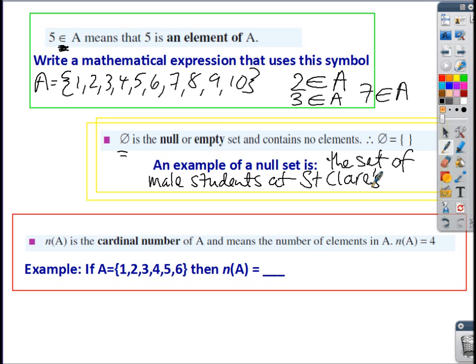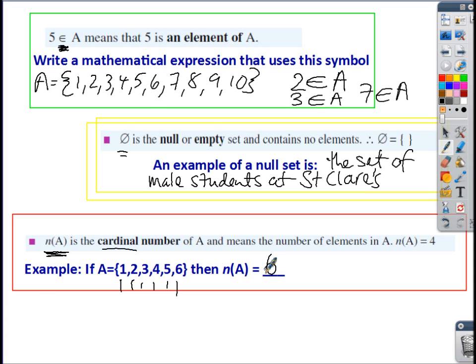Okay, another thing that you need to understand is when you see this here, n bracket A, that means tell me how many elements are in A. Cardinal number is just a counting number. So the number of elements in the set A. So here's an example. We've got a set called A. It's the set of numbers 1, 2, 3, 4, 5, 6. So n(A) would be the number of numbers in the set. So there's 6 of them. So n(A) would be equal to 6.